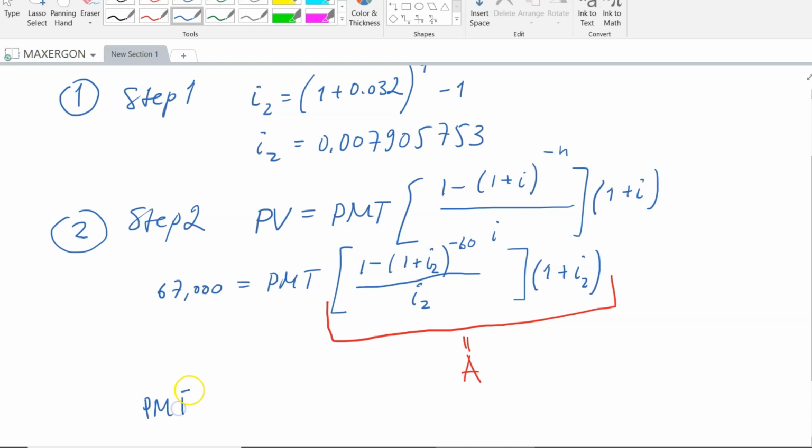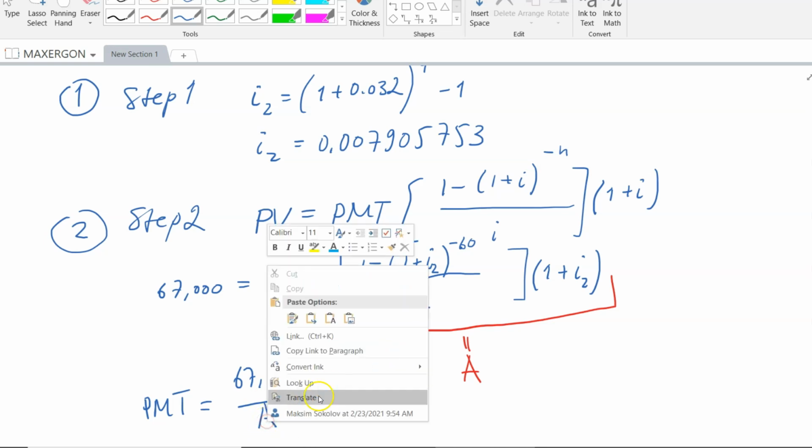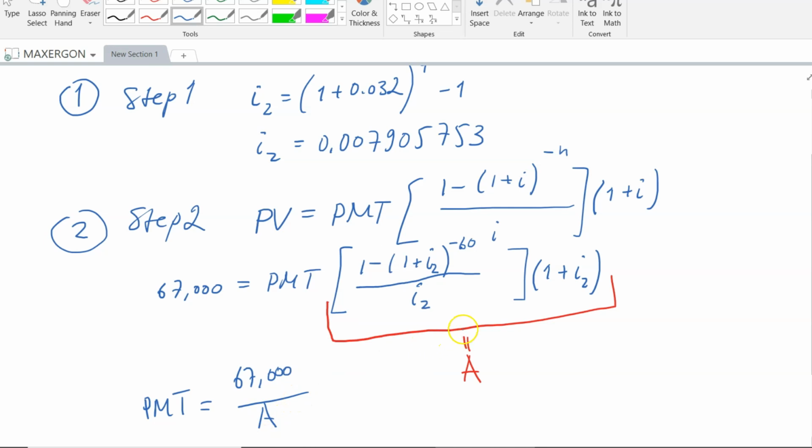PMT will be equal to 67,000 divided by this A. When you compute this A in a calculator, you should be careful to make sure that you keep all decimals for this A. So now let's go ahead, carefully compute this part in the calculator, then we'll use this part to compute payment. Let's see what we get.